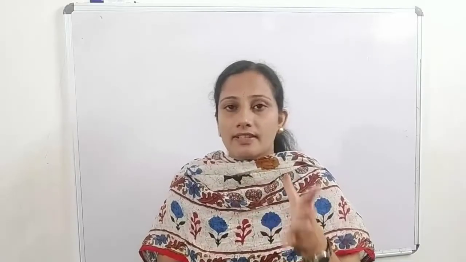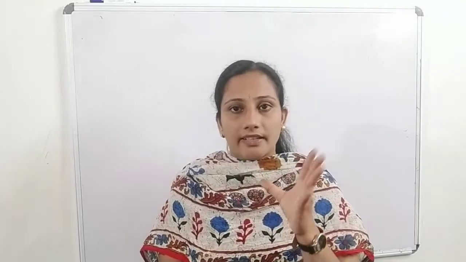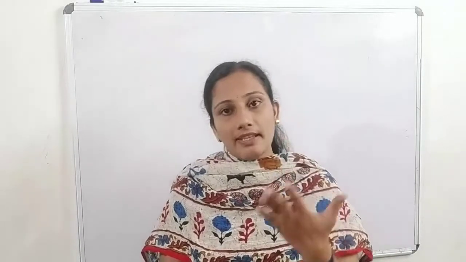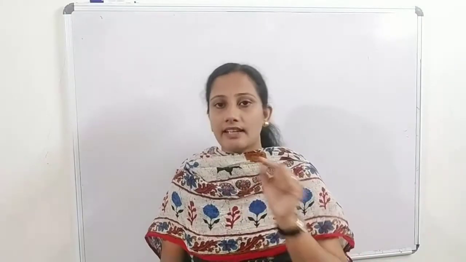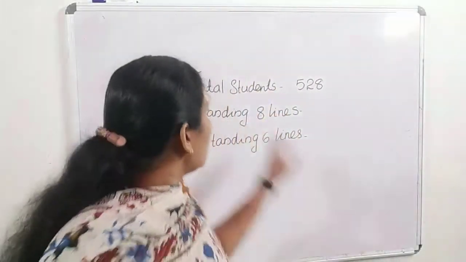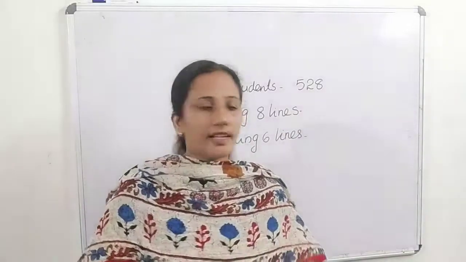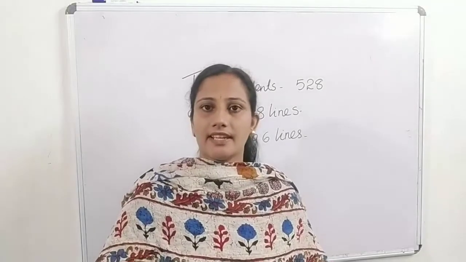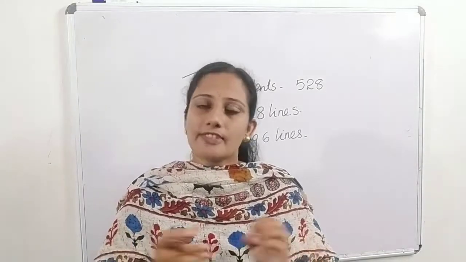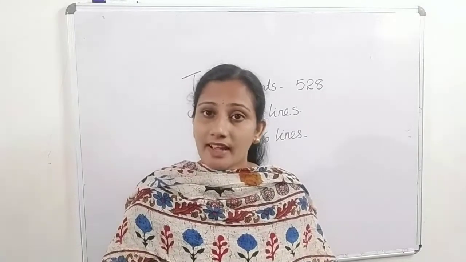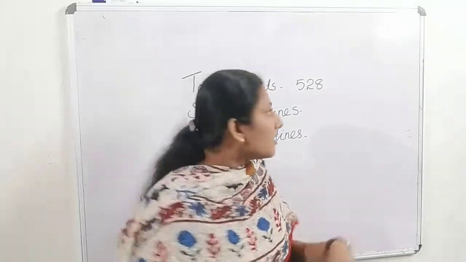So first divide that 528 by 8. Later divide 528 by 6. Then we get the answer, the number of children in each line. Now let's find the answer. Here the total number of students is 528. First they are standing in 8 lines. Then the number of children in one line. That was the first question. So how do we find it? Yes, division.